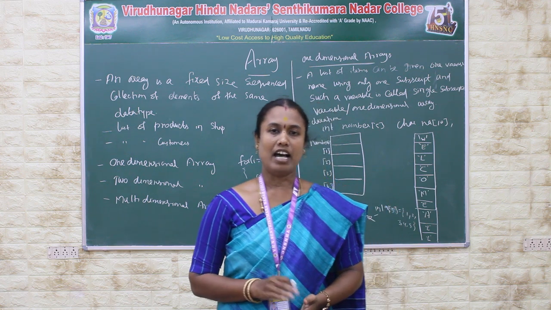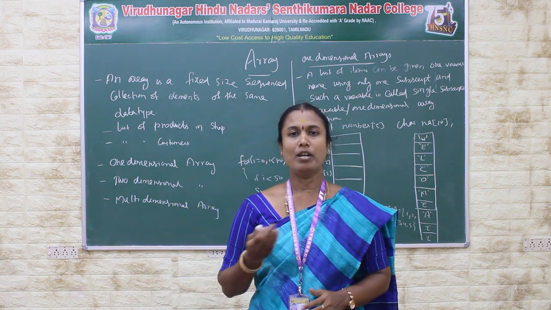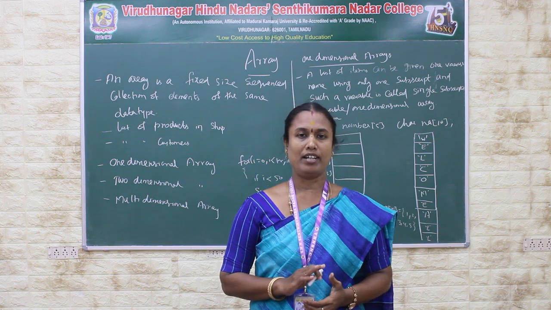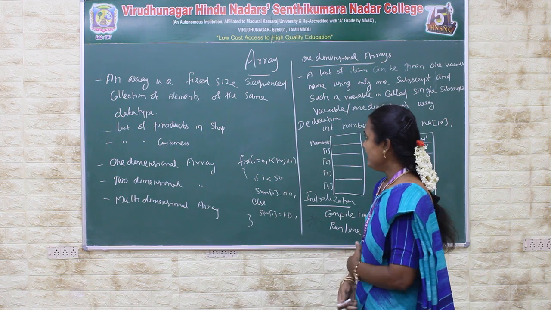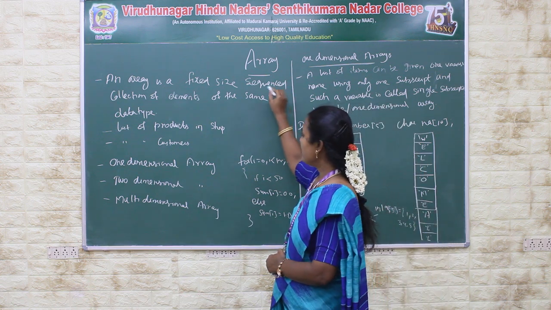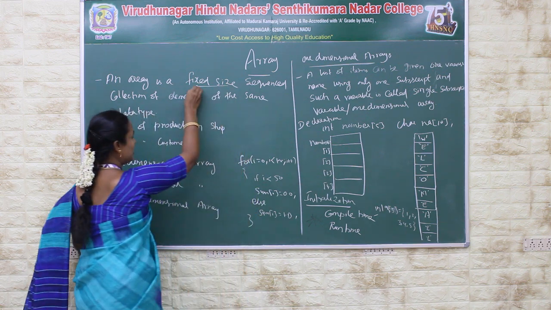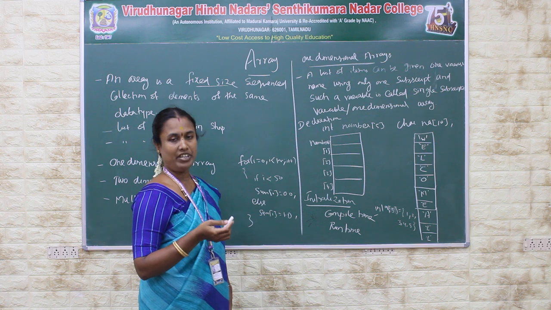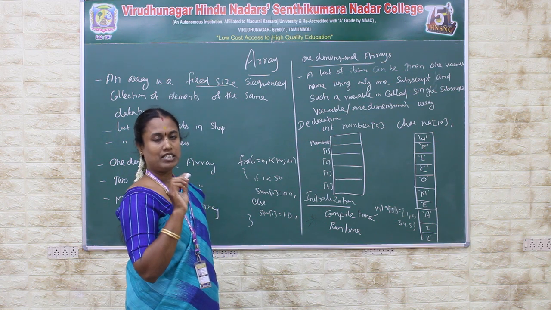Okay. With an array, the difference is that we can store a larger number of values in the same variable name, and they also belong to the same data type. That can be called an array. Let us see now. An array is a fixed size sequenced collection of elements of the same data type. What is fixed size? Fixed size means whenever we declare the array, at that time itself we have to specify the size of the array. So that is called the fixed size.